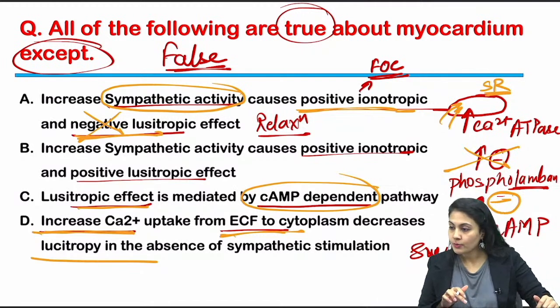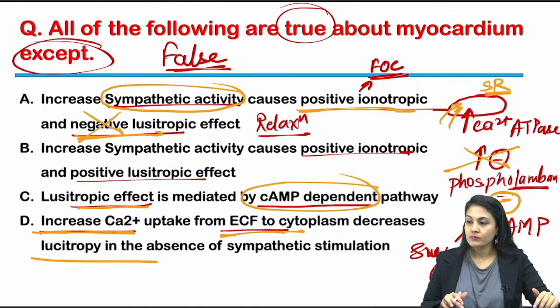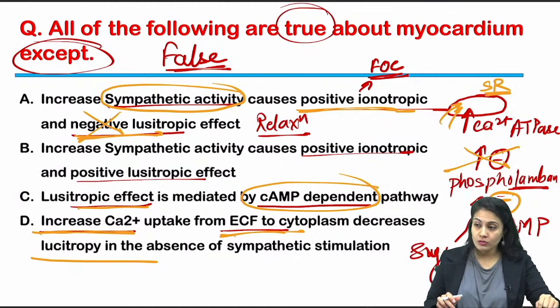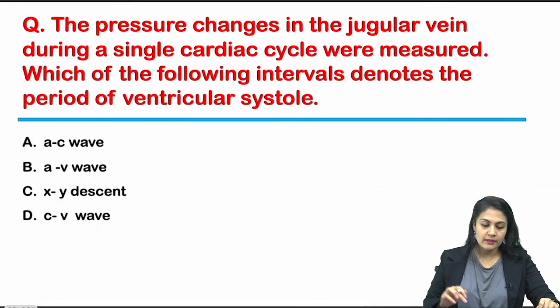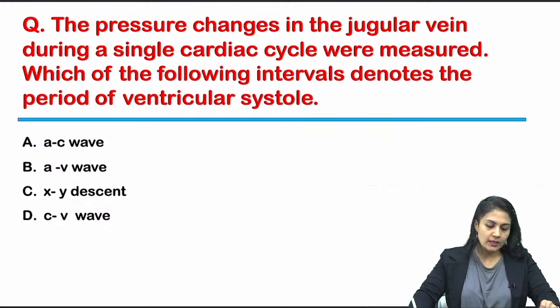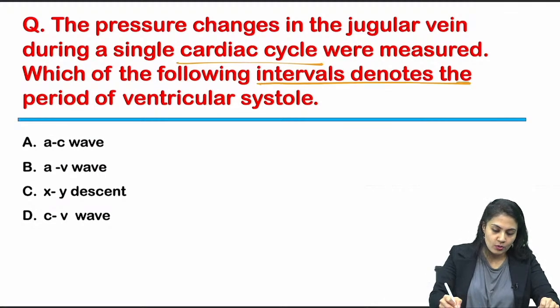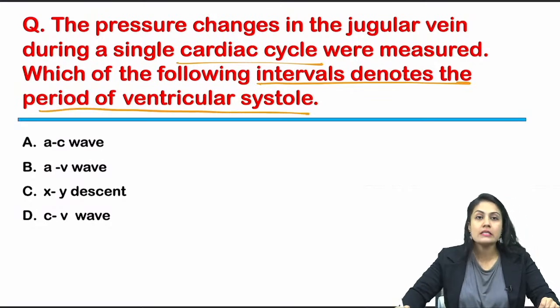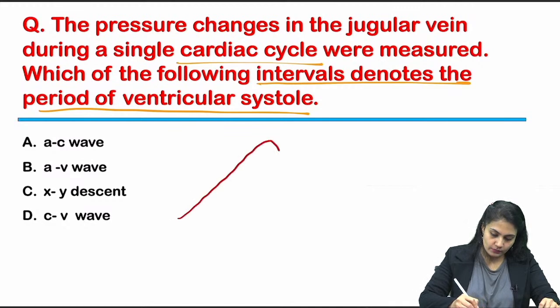Yes, calcium induced calcium release, yes, that is also there in the cardiac muscle. It is also present in the smooth muscle also, right? CICR, right? Let's move on to the next question. The pressure changes in the jugular vein during a single cardiac cycle were measured. Which of the following interval denotes the period of ventricular systole? Ventricular systole, yes please, answers.